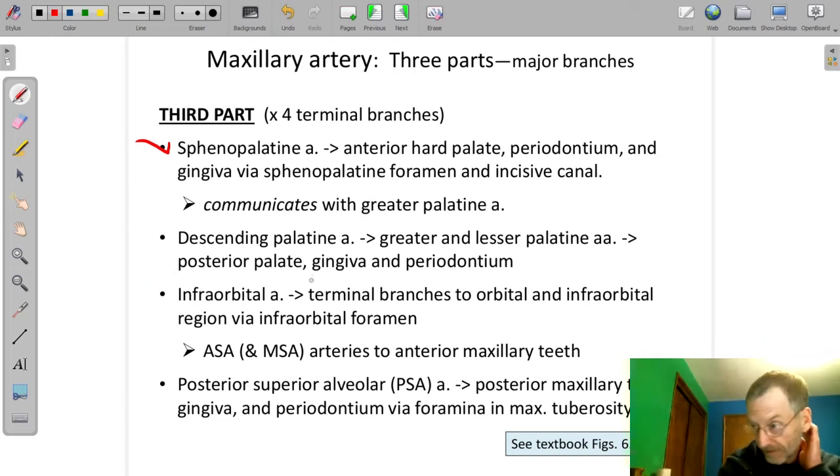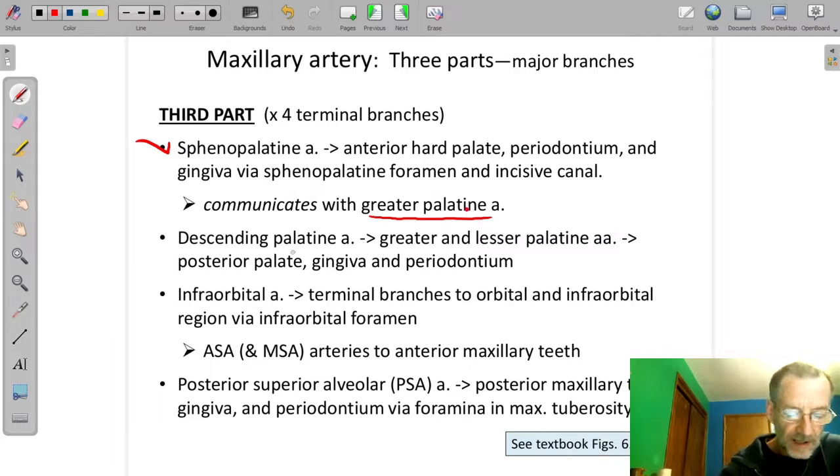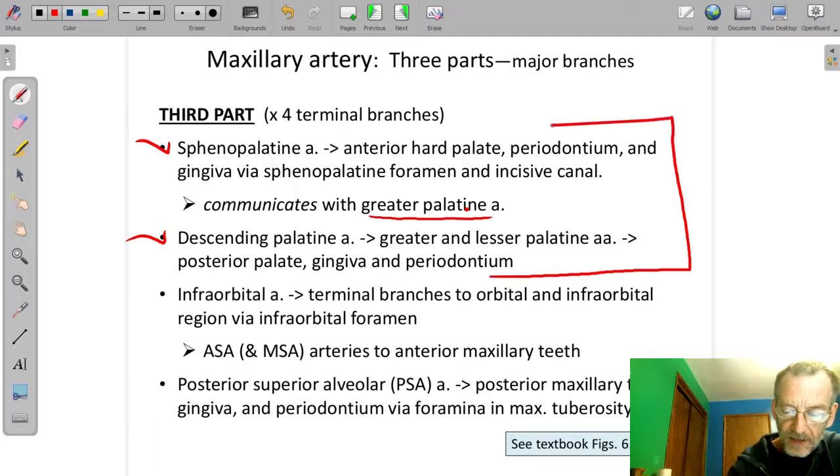It basically follows the nasopalatine nerve. But now it's changed names, and we have a Sphenopalatine artery. And that is going to communicate with the greater palatine. So a couple of illustrations later, I hope, make this more clear. And another branch is the descending palatine. So we're going to look at these two together because they basically supply the palate.